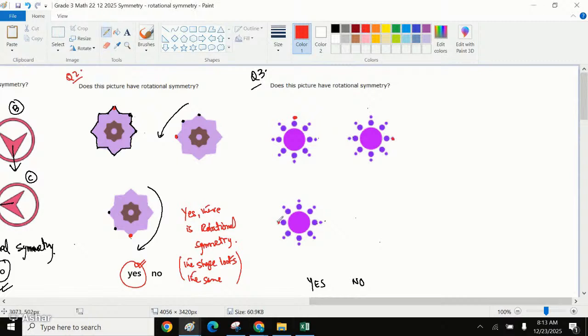And whenever they look the same, what we can say is, yes, there is a rotational symmetry, because even if someone rotated the shape, the other person would never know that the shape has been rotated, right?